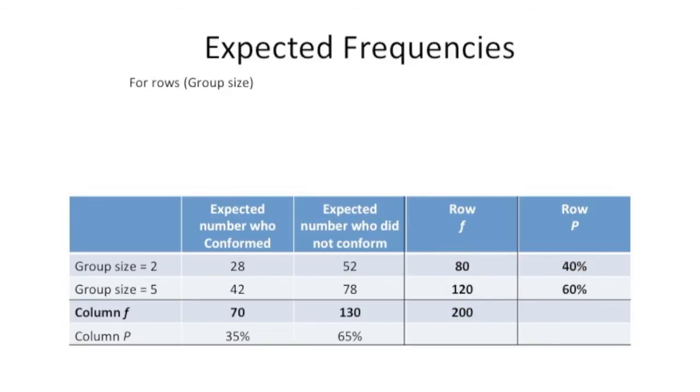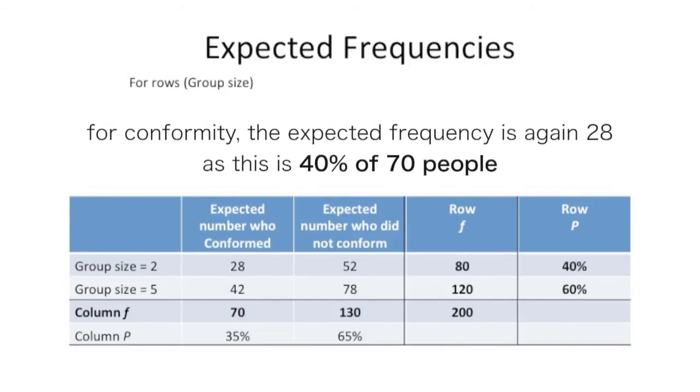Then looking at our table for group size of 2, if conformity and group size are independent, then the proportion of 40% will be the same for whether you conformed or did not conform. So for conformity, the expected frequency is again 28, as this is 40% of 70 people. Now you'll be pleased to know that we don't have to go to all this trouble to calculate the expected frequencies. I just did it for you to try and demonstrate the nuts and bolts behind the calculation.